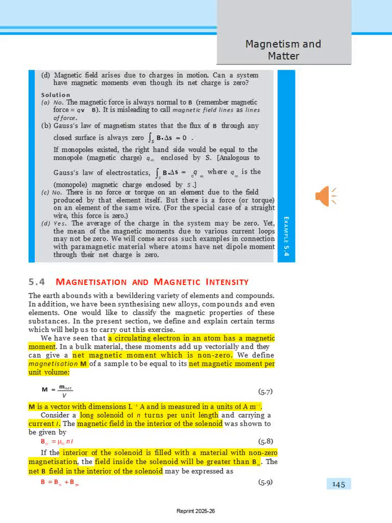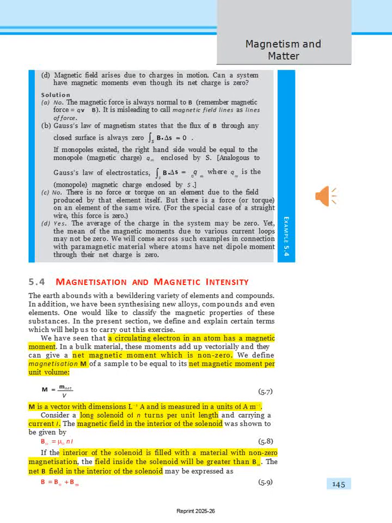We have seen that a circulating electron in an atom has a magnetic moment. In a bulk material, these moments add up vectorially and they can give a net magnetic moment which is non-zero. We define magnetization M of a sample to be equal to its net magnetic moment per unit volume. M is a vector with dimensions L⁻¹A and is measured in units of A m⁻¹.